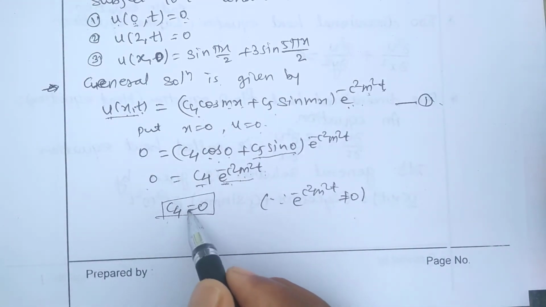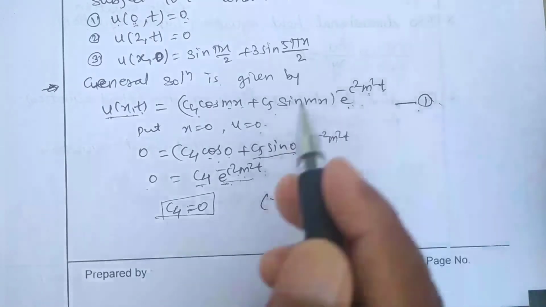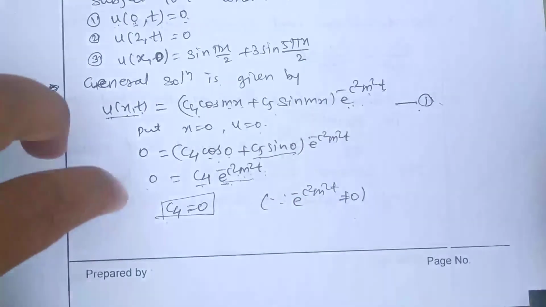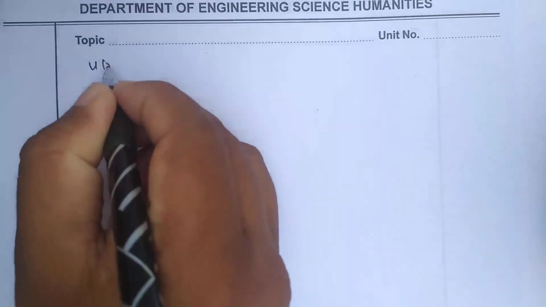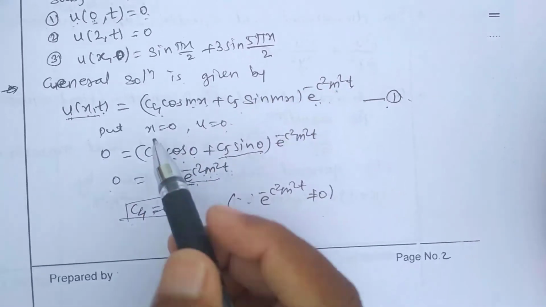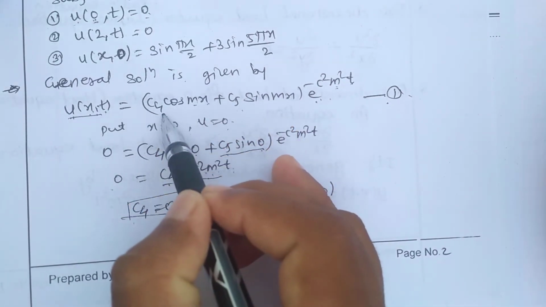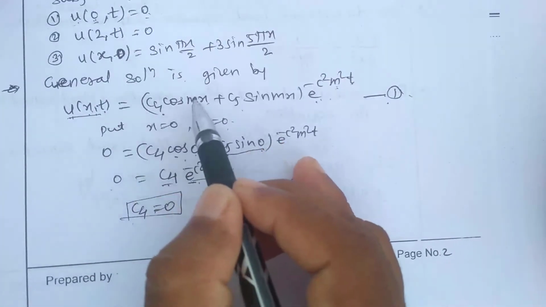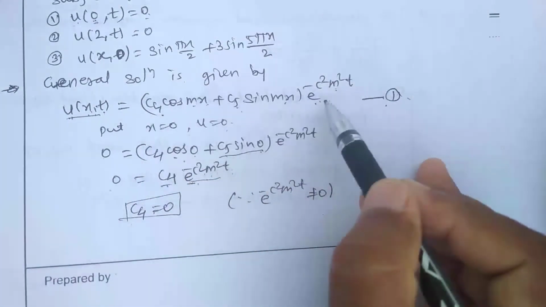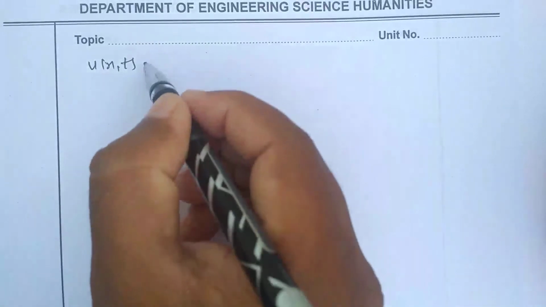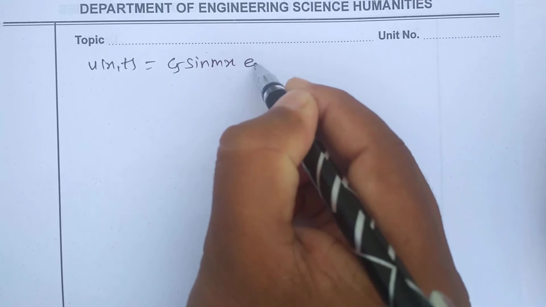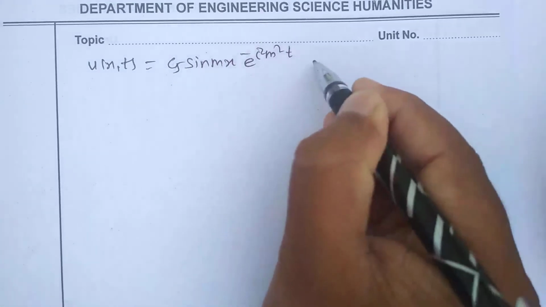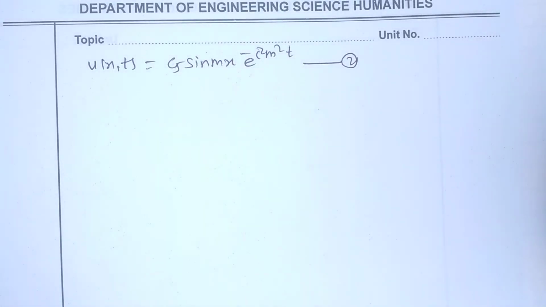Put this value of c4 in the last equation, that is equation number 1. See here, in this last step, when you put c4 equals 0, this term gets cancelled or removed, and you will get c5 sin mx into this term. So you will get u(x,t) = c5 sin mx e^(-c²m²t). Call this the second equation, that is the updated equation.